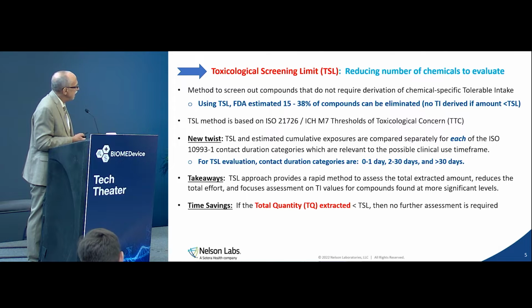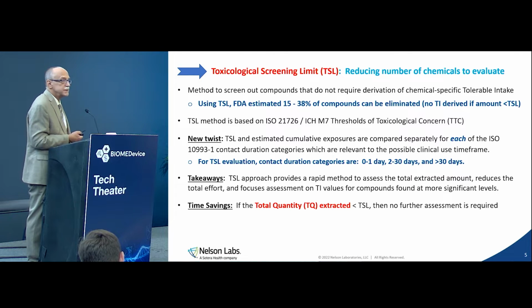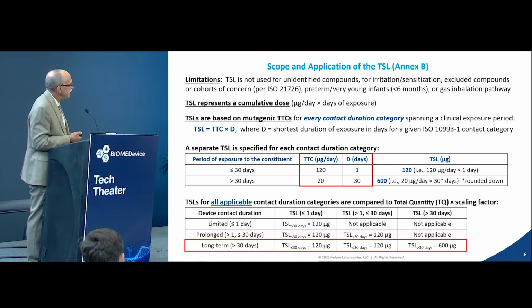So those categories are 0 to 1 day, 2 to 30 days, and greater than 30 days of patient exposure. The takeaway of this is it provides a rapid method to assess the total extracted amount. It might reduce the total effort and focuses on the chemicals found at more significant levels for more thorough evaluation. So it could result in a time saving.